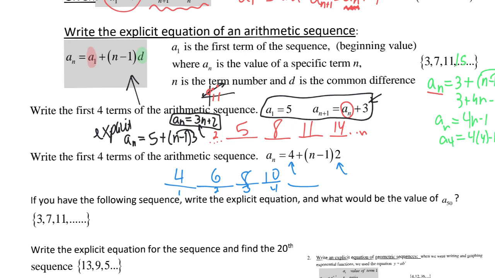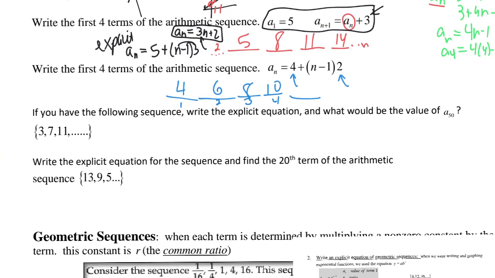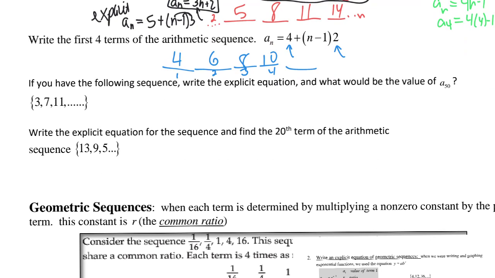If you plugged in n as 1, you would get 4 as your first term. If you plug in n as 2, 2 minus 1 is 1, times 2 is 2, plus 4 is 6. So you would get the exact same values. Okay. If you have this, will you write the explicit equation? What would be the value of a sub 50?